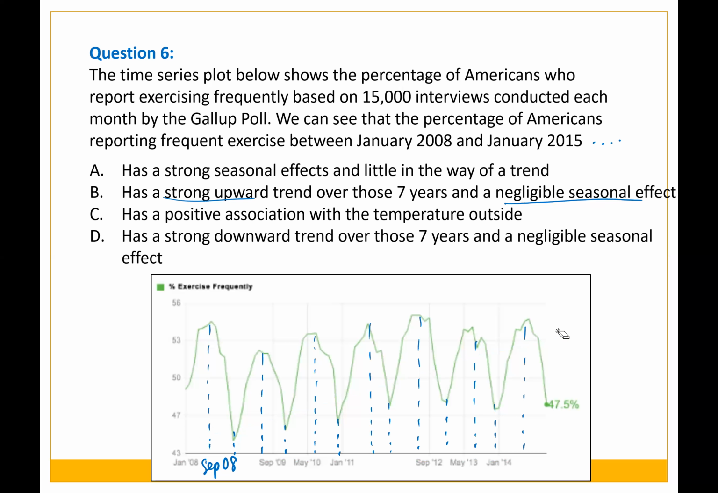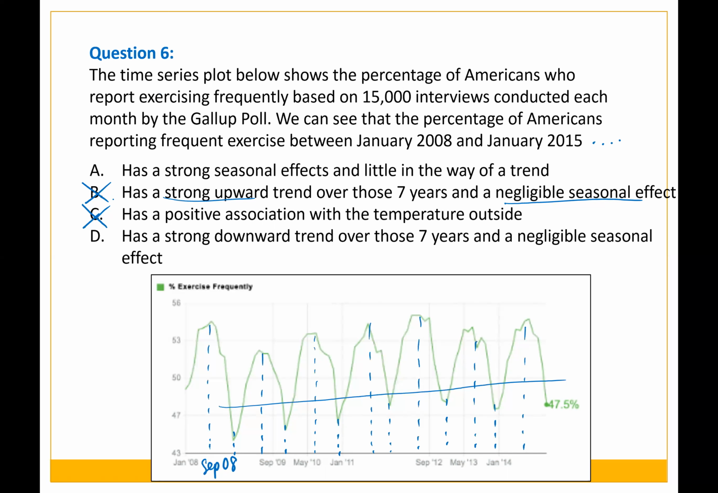If you look at the slope of the line, just go through most of them, it's very small. So it's not really the answer. So B is not right. Has a positive association with temperature outside. Well, the thing here is relating percentage exercise and temperature. No, they don't have anything related to temperature here. So C is also not right because it's asking about some other data that we don't have.